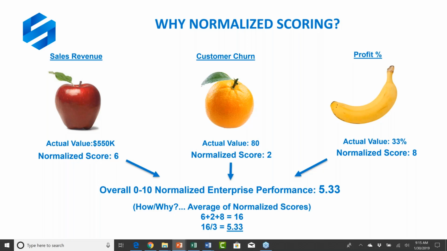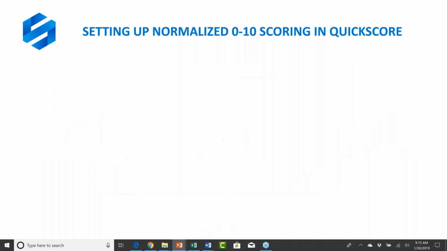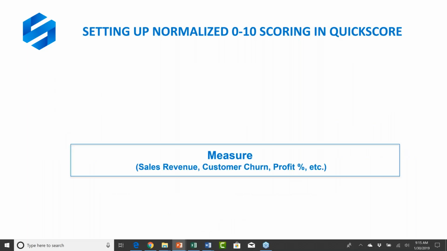Divide the 16 by 3, and you get your 5.33. So that, in a nutshell, is the story behind why normalized scoring and why we bring it to play in QuickScore. Now, setting up the normalized 0 to 10 scoring paradigm in QuickScore is, again, fairly straightforward.